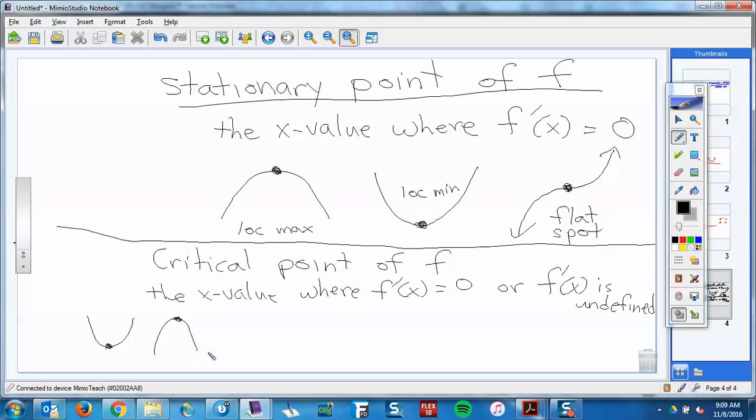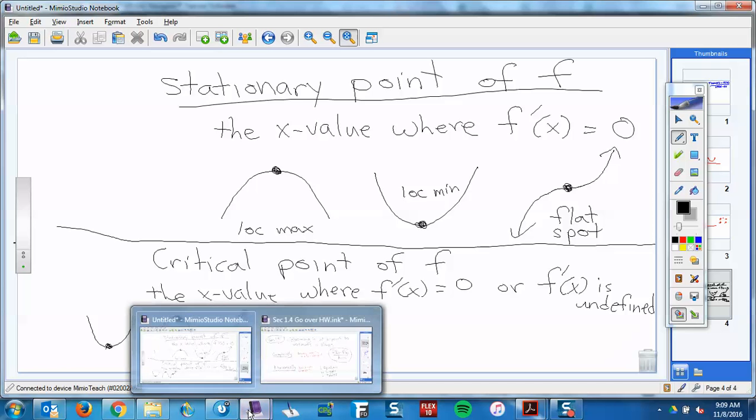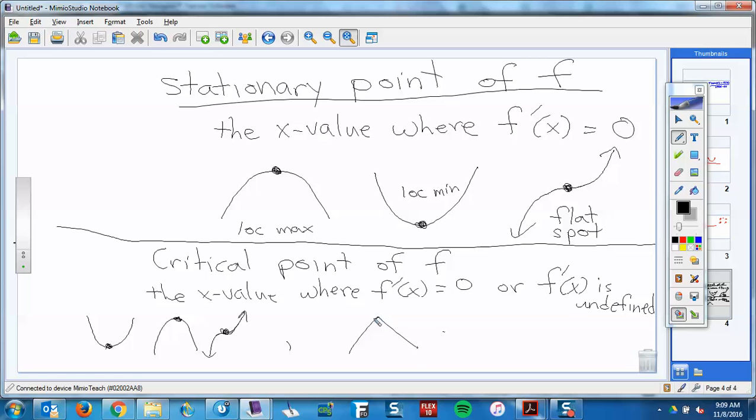It could be at a stationary point. Those would be your stationary points, but it could also be, remember we talked about that, where the slope is undefined right there. We also talked about a vertical tangent. So if you had a graph like this, where it actually had a vertical tangent, that kind of thing. Those would be your classic examples of places where f prime is undefined.